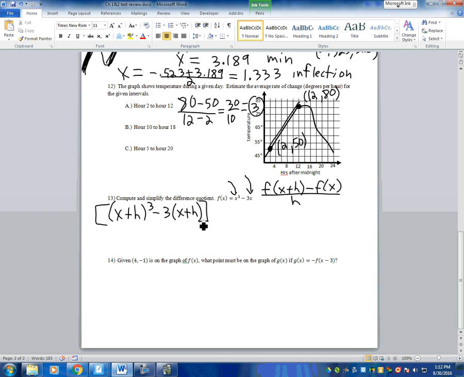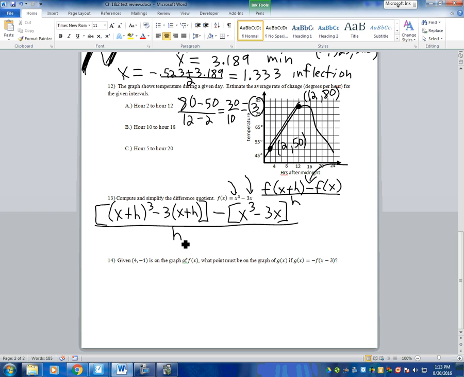That's just the f of x plus h term. Then I have minus, that's this minus sign right here that I'm now applying, f of x. Well, f of x is just x cubed minus 3x. I'm substituting it in. Or you could think of it as I'm just plugging in x for x, which gives me the same function I started with, all over h. So this one is quite a bit of work.